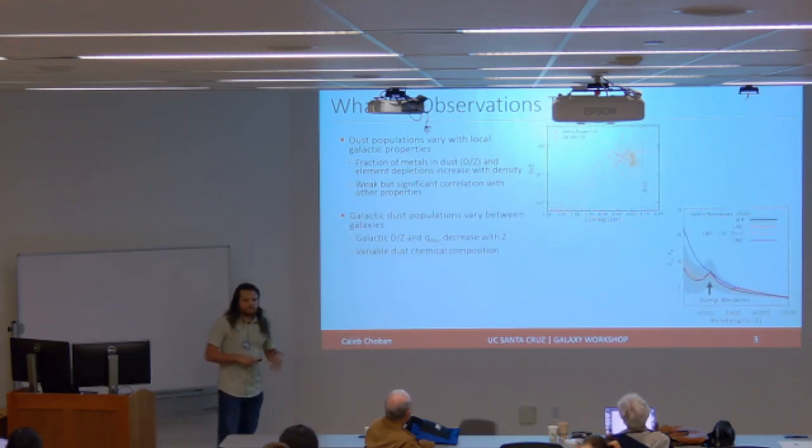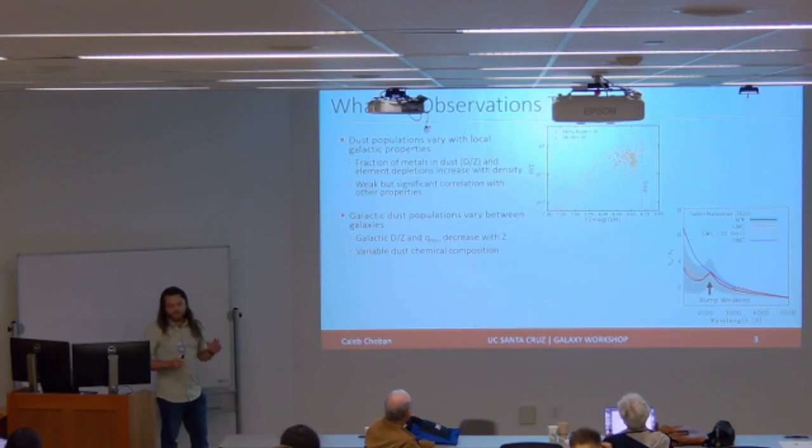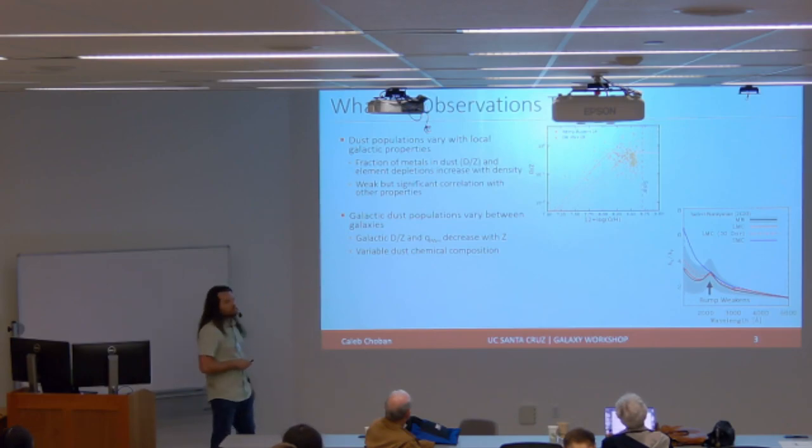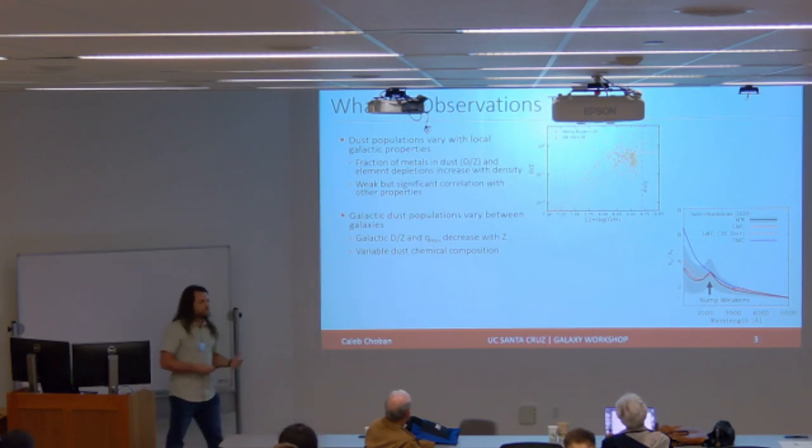When we look at dust populations between galaxies, we find that they vary both in the amount and in their composition. We find that the galactic dust to metals ratio and the fraction of your dust mass in PAHs, or QPAHs, both decrease as you go to lower metallicity systems. So less of your metals are locked in dust when you're in lower metallicity galaxies.